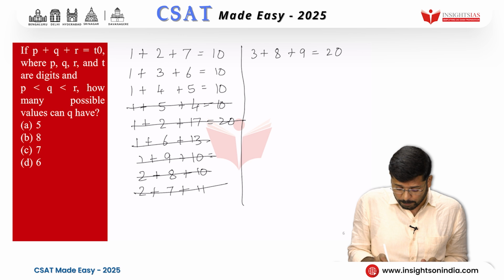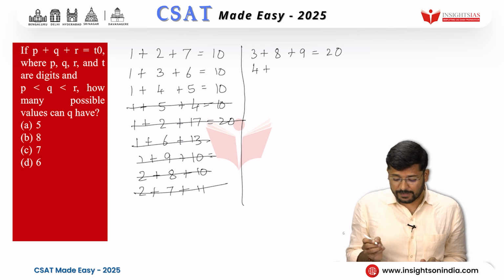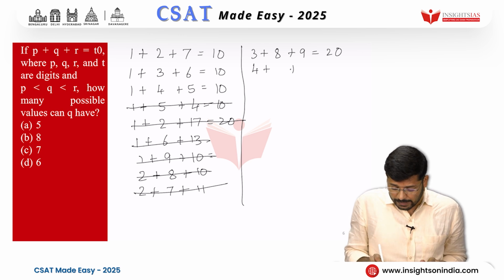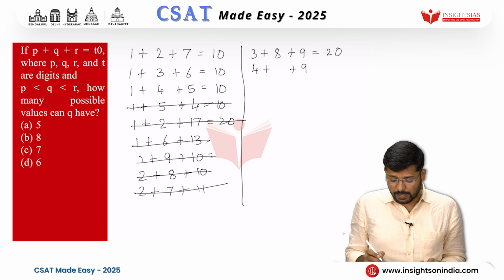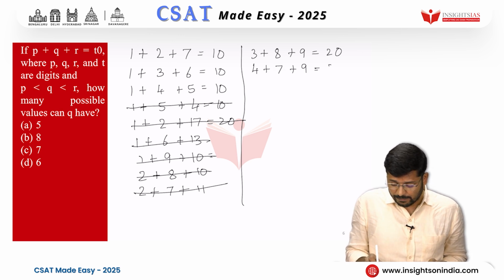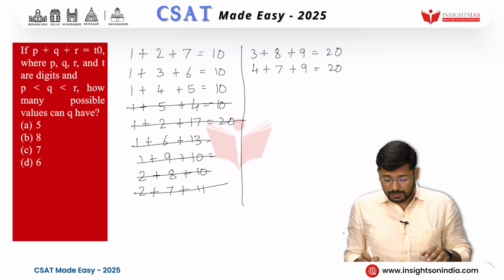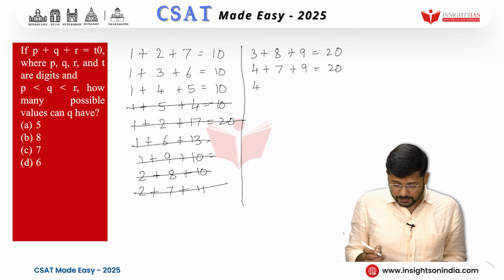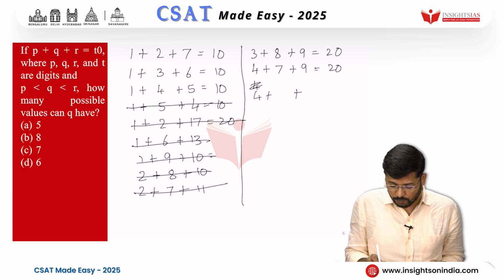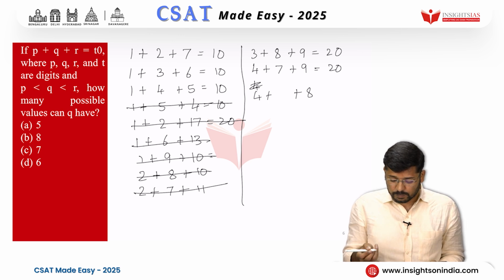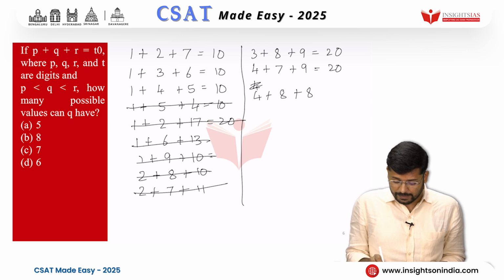Now let us try making P 4. If P is 4 and the maximum value 9 we assign to R, then Q can be how much? It can be 7, then also we will have a 20. Then if P is 4 and if we give a value of 8 to R, then we will get 8 in Q. No, that is not possible.